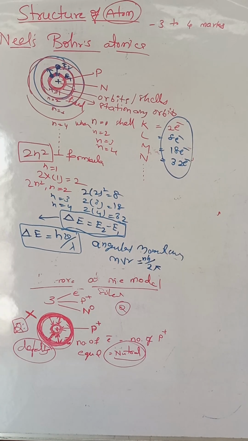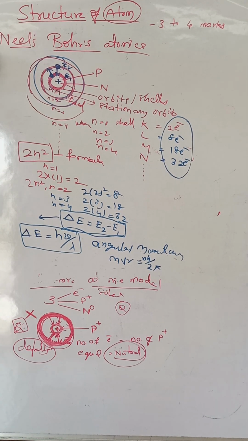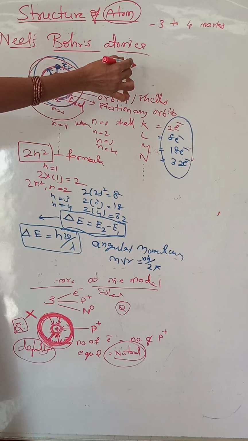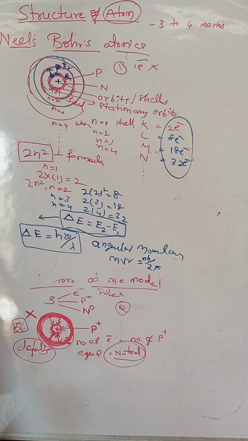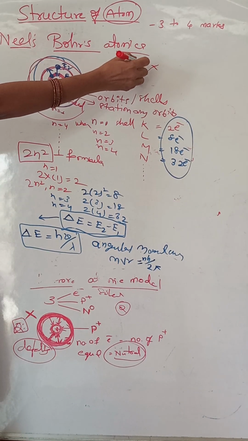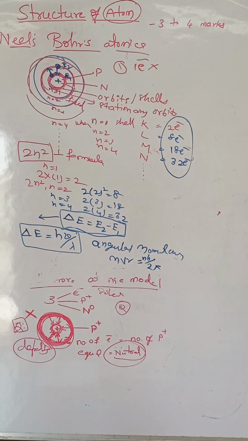Here, the defects of Niels Bohr's theory. He explained the single electron theory. That means the important defect of Niels Bohr is, first one, atoms with more than a single electron are not explained by his theory. That means he explained only the hydrogen atom, but he did not explain atoms with more than one electron.